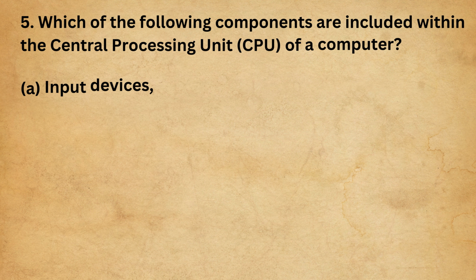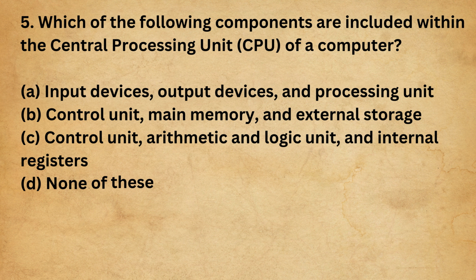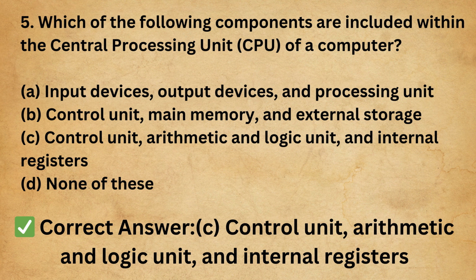Which of the following components are included within the central processing unit, CPU, of a computer? A. Input devices, output devices, and processing unit. B. Control unit, main memory, and external storage. C. Control unit, arithmetic and logic unit, and internal registers. D. None of these. Correct answer C. Control unit, arithmetic and logic unit, and internal registers.